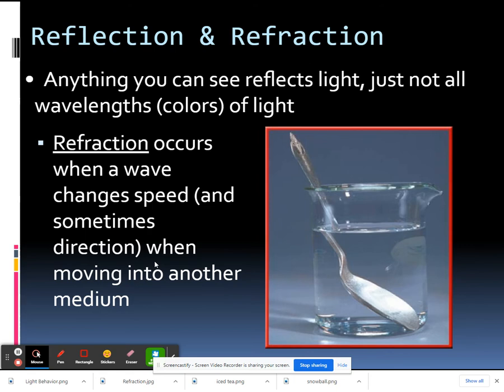And this is kind of crazy: anything that you can see reflects light, but not all the wavelengths of visible light. See, when you look at an object, you don't actually see the object. All you see is whichever light is reflected off of the object.